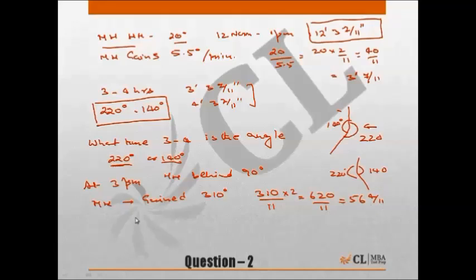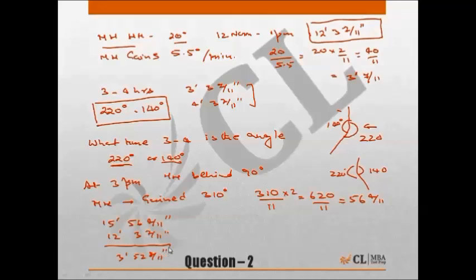Or in other words, Mr. Clockylal left the museum at 15 hours 56 4 by 11 minutes, which is 3 p.m. He entered the museum at 12 hours 7 by 11 minutes. The difference of these should give you the time spent by the person in the museum, which will be nothing but 3 hours 52 8 by 11 minutes.